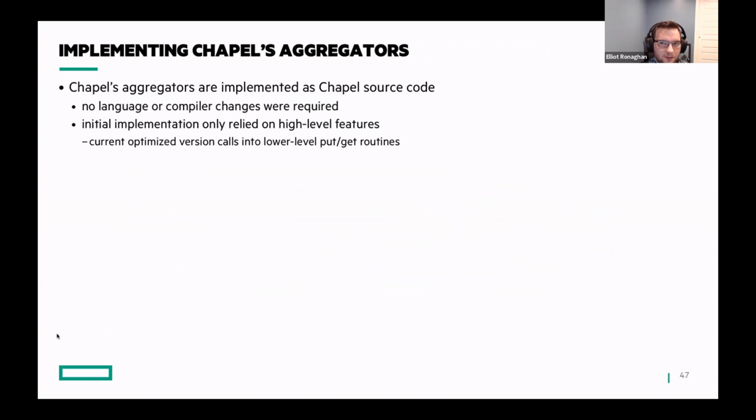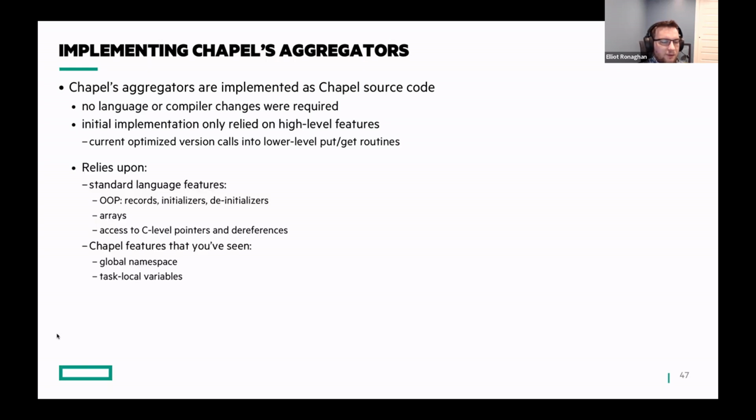Before we delve into how we get performance, I just want to note that Chapel aggregators are implemented in Chapel code. So we did not add any new language features or compiler optimizations to implement the actual aggregators. There was the change to add the automatic aggregation, but none of that was required for the base implementation. The initial implementation we had only relied on high-level features, and the current version that we use in production has some optimized calls to lower-level puts and gets, but it's all user-facing features that we're using here.